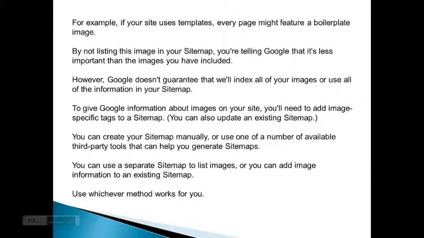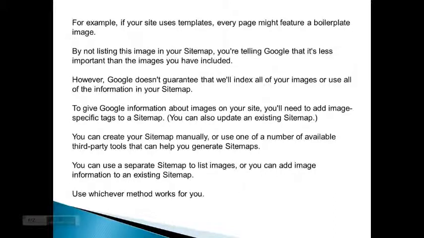For example, if your site uses templates, every page might feature a boilerplate image. But by not listing this image in your sitemap, you're telling Google that it's less important than the images you have included. However, Google doesn't guarantee that we'll index all of your images or use all of the information in your sitemap.